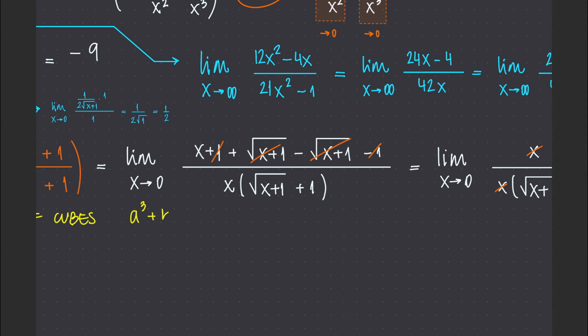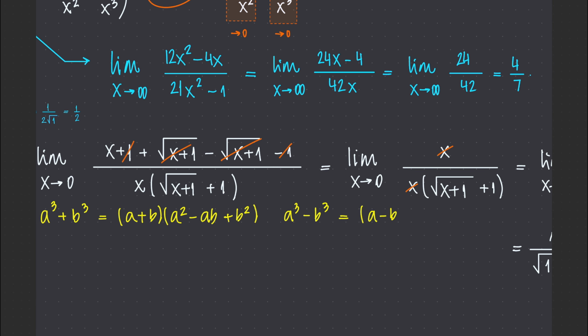And that is because the factoring technique involved in this exercise is a difference or sum. In this case, it's a sum of 2 cubes, which is not a factoring technique that you need to memorize. We have a cubed plus b cubed. This can be rewritten as a plus b times a squared minus ab plus b squared. And also a cubed minus b cubed can be rewritten as a minus b times a squared plus ab plus b squared.